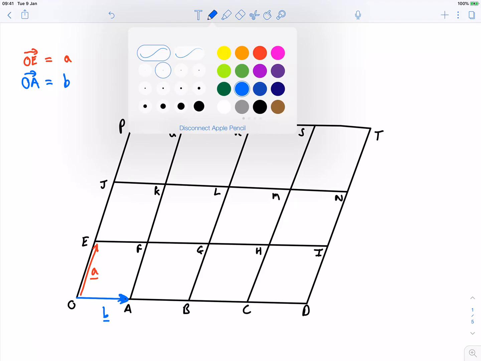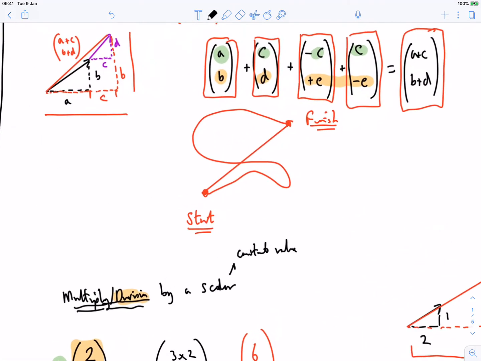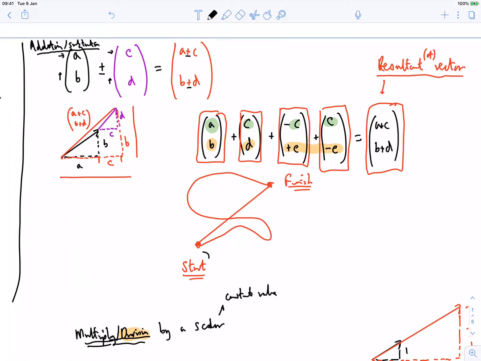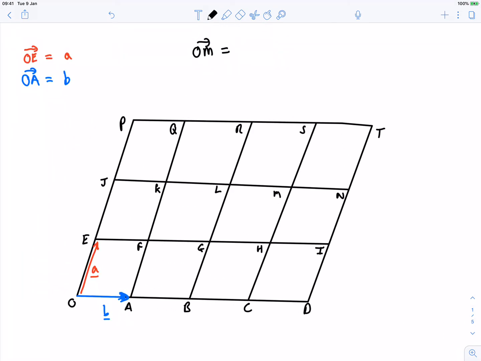Okay, so let's suppose I want to work out how to get from O to M. Now, what did we say before? We said when you're adding vectors, or putting them together, it's only the start and the finish point that matter, so I can go all around the houses. I want O to M. The immediate first choice is a vector that goes from O to M, looks like this. That is the resultant, O to M.